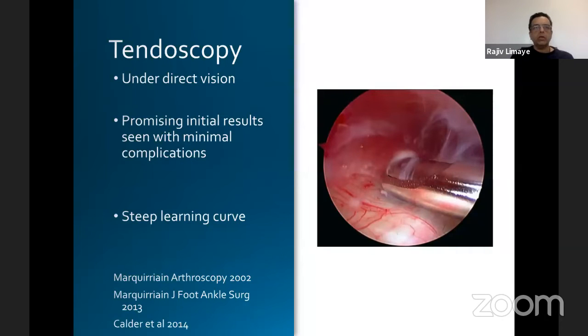Coming on to the tendoscopy first, it has promising initial results. However, the learning curve is high, and it leads to more complications if one is not used to it. The arthroscopic technique that we use has to have a good triangulation technique. And with the insertion from either lateral or medial side, the neurovascular structures are at risk.